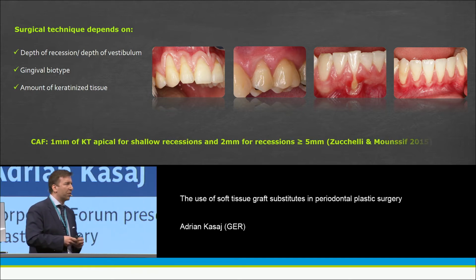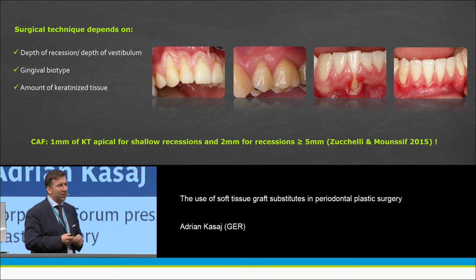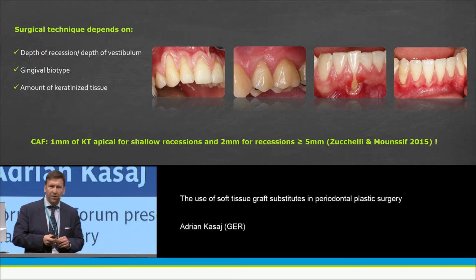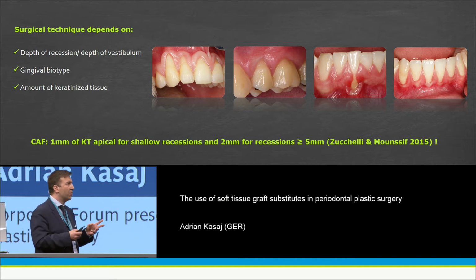If I want to perform a coronally advanced flap, I should have at least 1 millimeter of keratinized tissue apical to my recession defect. In moderate recessions, if I have a deep recession defect, I should have at least 2 millimeters of keratinized tissue left apical from the defect to go for coronal advancement.